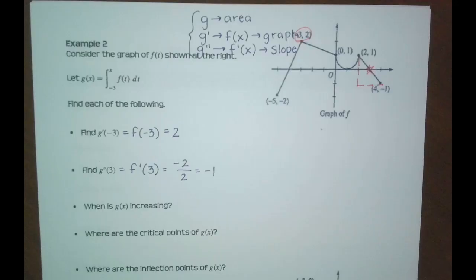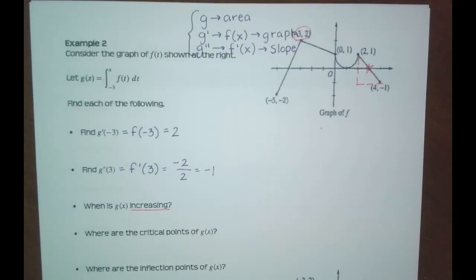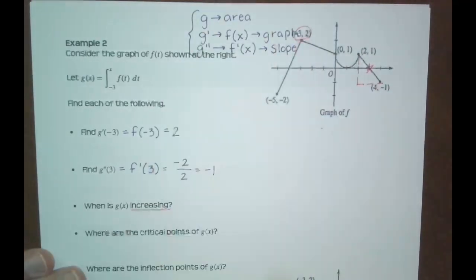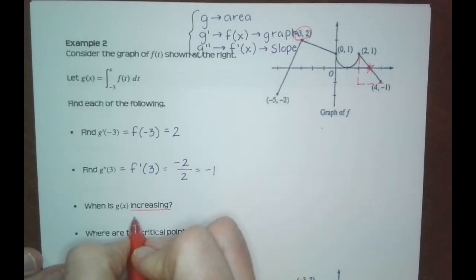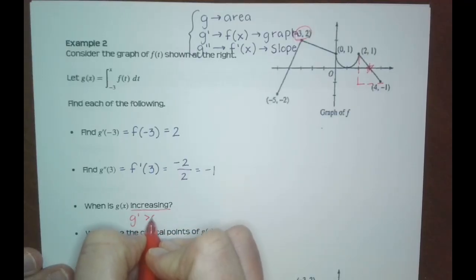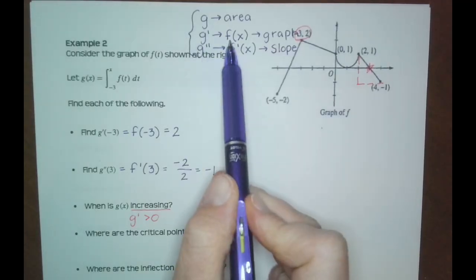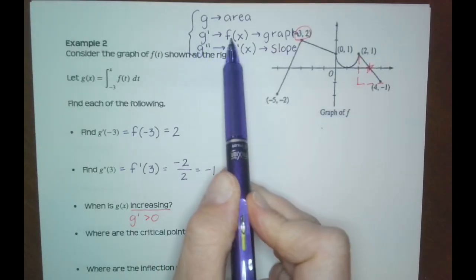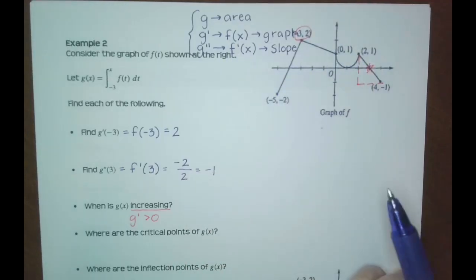Okay, here's where the real fun begins, and this takes us back to stuff that we talked about before. When is g of x increasing? Okay, so without looking at any of this stuff, anytime I ask you this question, when is a function increasing, I hope your brain is going here and saying, what I really need to know is when is g prime positive? Okay, well, we said g prime is really f, right? So I need to know when is f positive. I'm just talking about when is this graph above the x-axis.